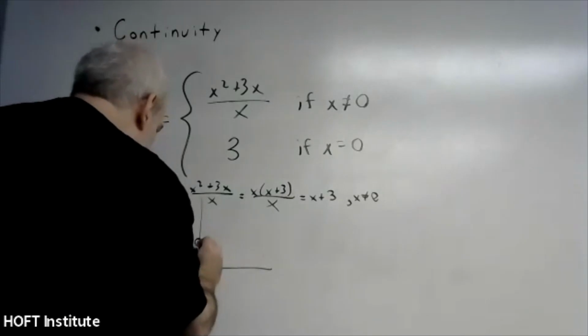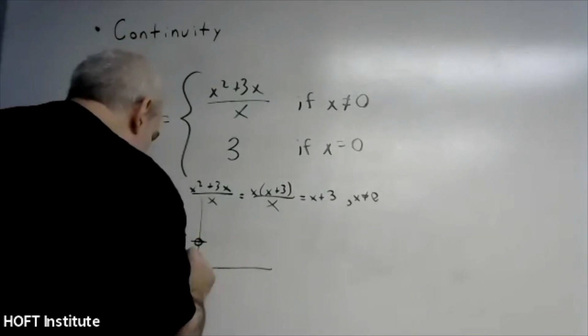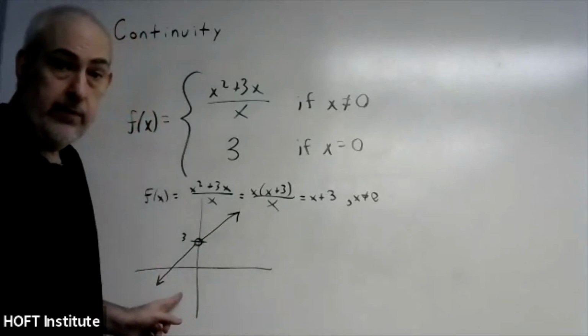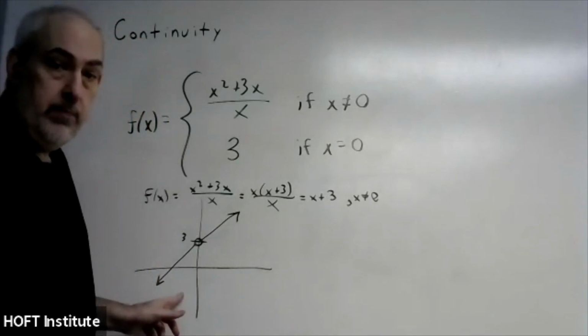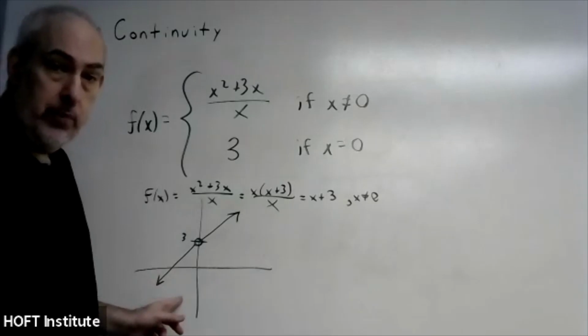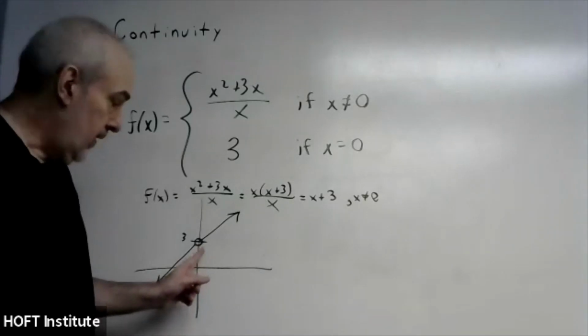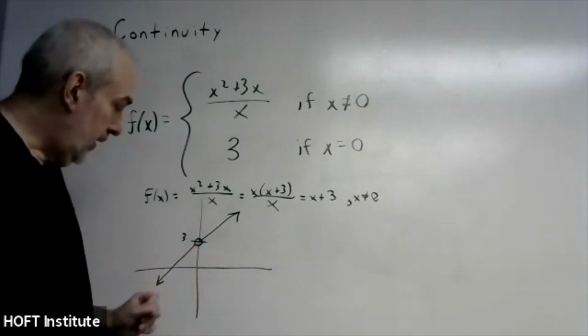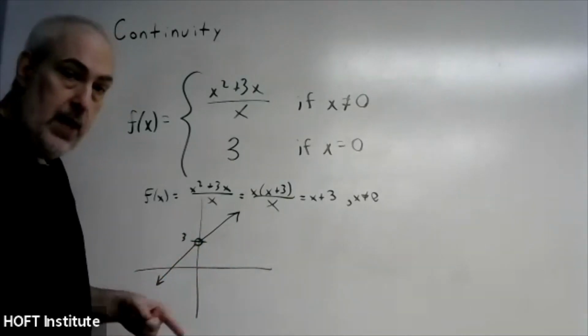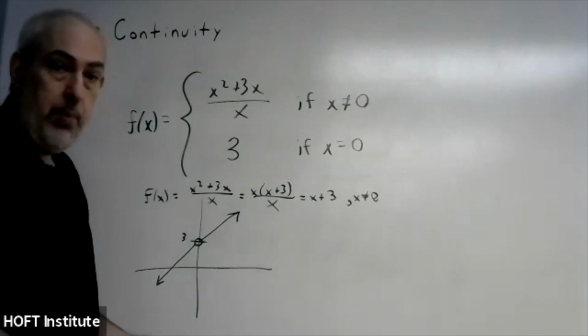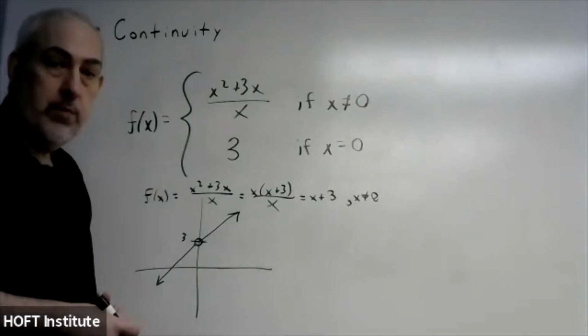So the graph would look like this. By the way, this is something called a removable discontinuity. A removable discontinuity is one in which the limit exists, but the point is either not the same value or the point just doesn't exist. Either way, we call it removable.